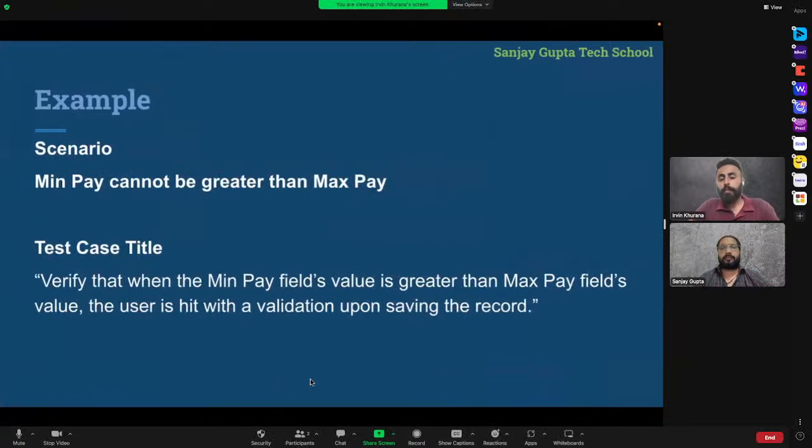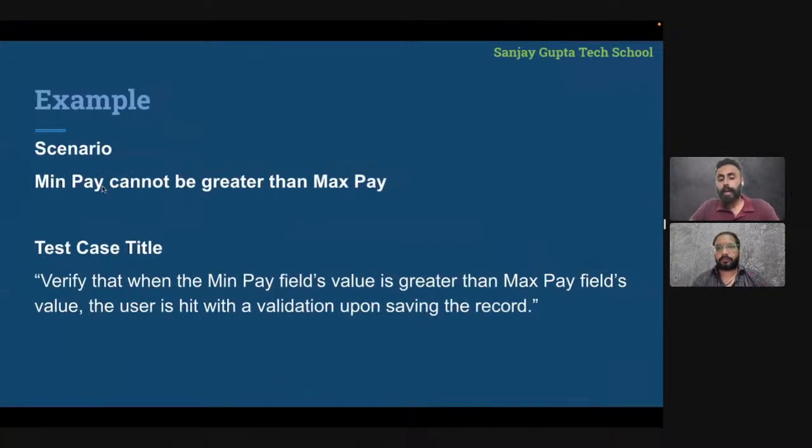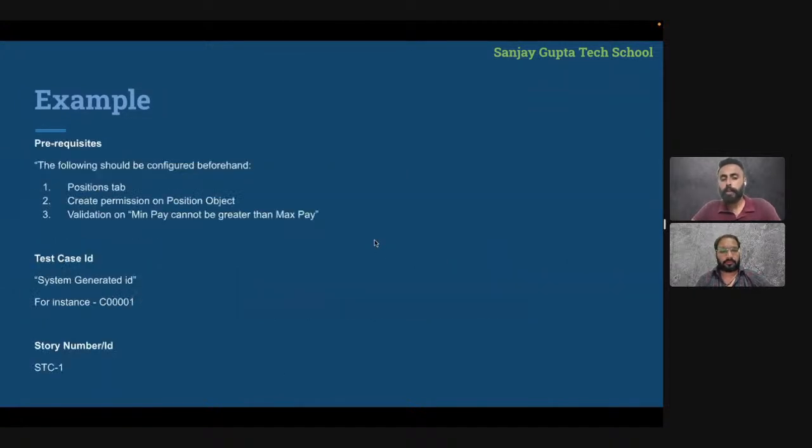So even in my example over here, I have actually talked about this scenario wherein the minimum pay cannot be greater than the maximum pay. If I move ahead a bit, you would see that there is prerequisites. We are talking about the position tab as well, right? We're talking about the validation as well, which is minimum pay cannot be greater than the maximum pay.